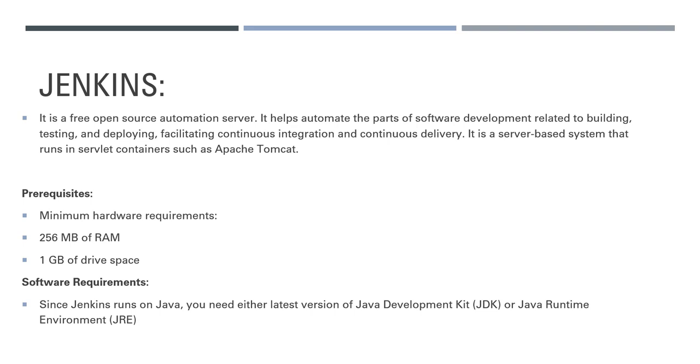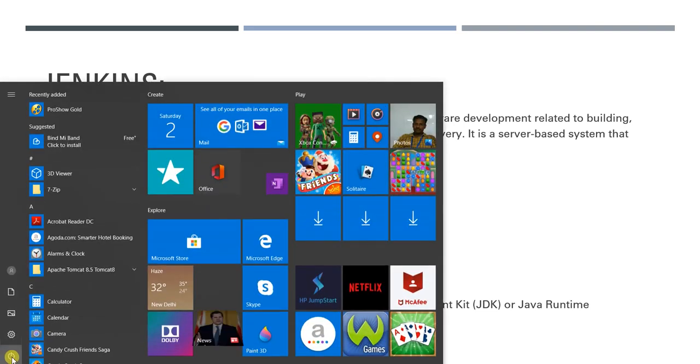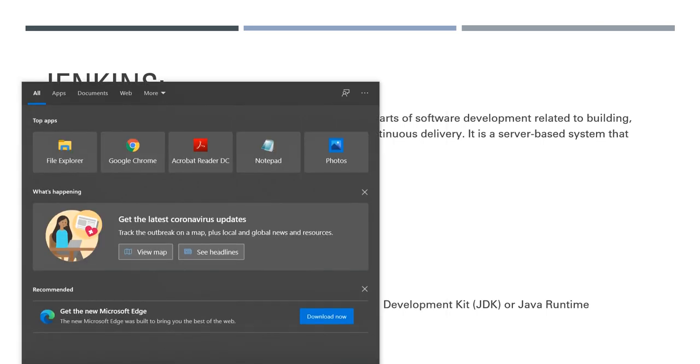We will see what the prerequisites are to install Jenkins. So we need a minimum of 256 MB of RAM and 1 GB of hard disk. And software-wise, since it is Java-based software, we need JDK. So to install Jenkins, JDK should be installed on our system. We will see whether it is there or not. I already installed it, we will just check that.